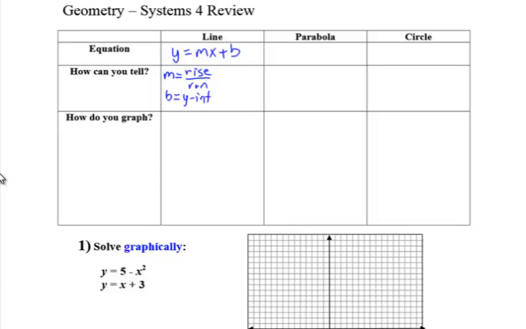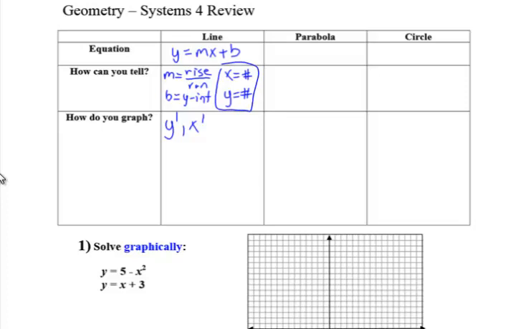We want to look out for special cases. X equals a number is a vertical line. Y equals a number is a horizontal line. So you got your special cases. How can we tell? Y to the first power, x to the first power. That's when you have a line. There's no power greater than 1. You got to have a y and an x. You could have our special cases. Well, that's going to be a line.